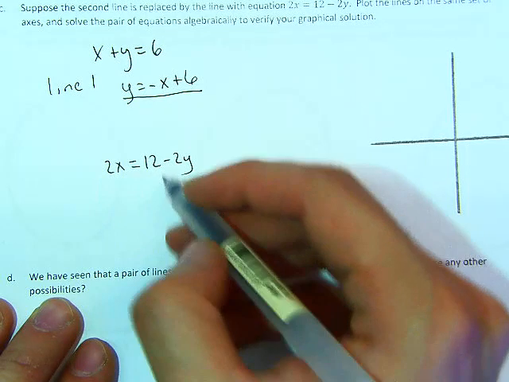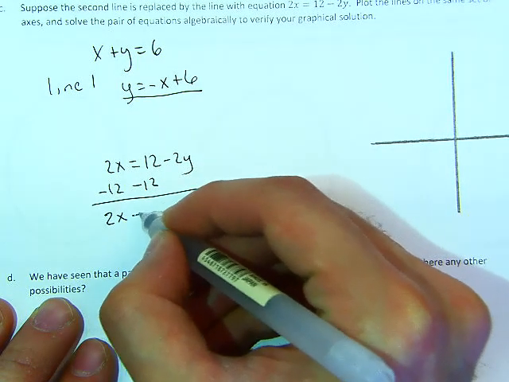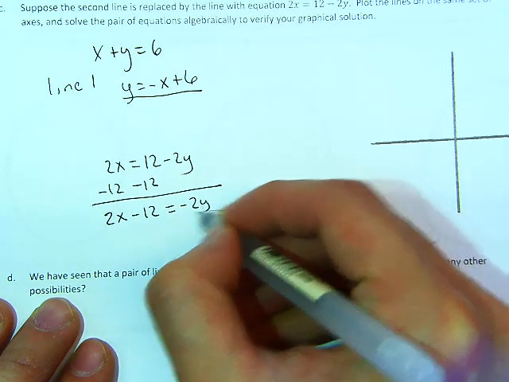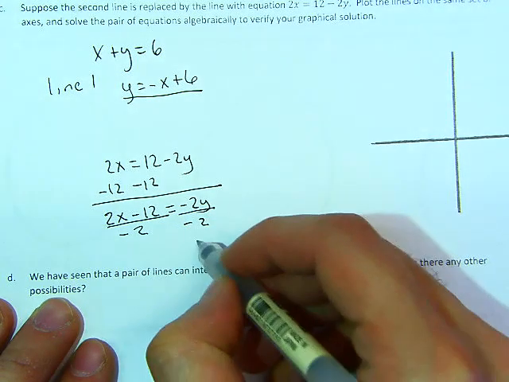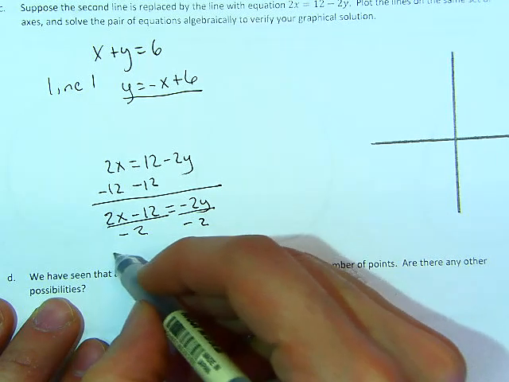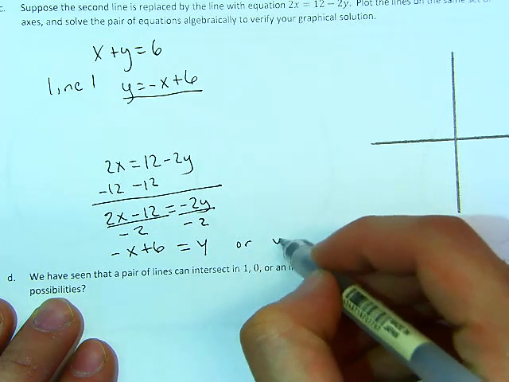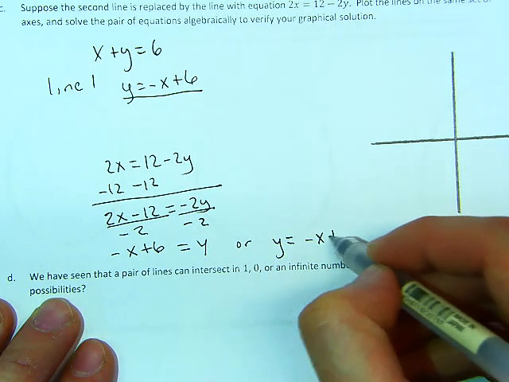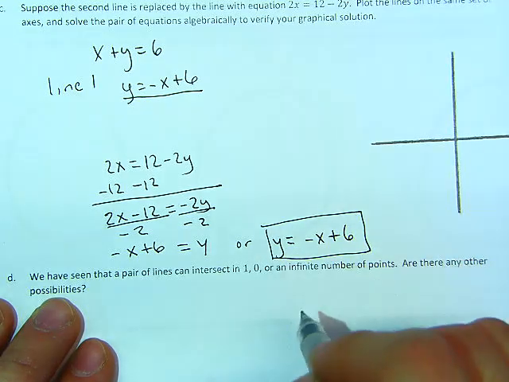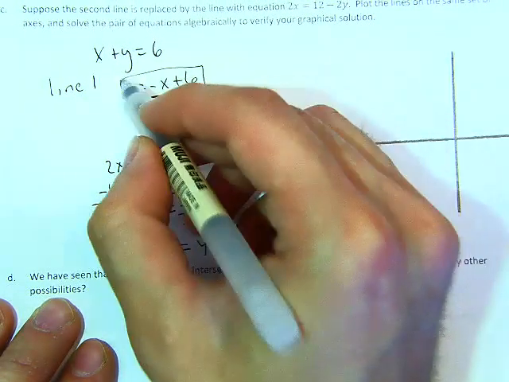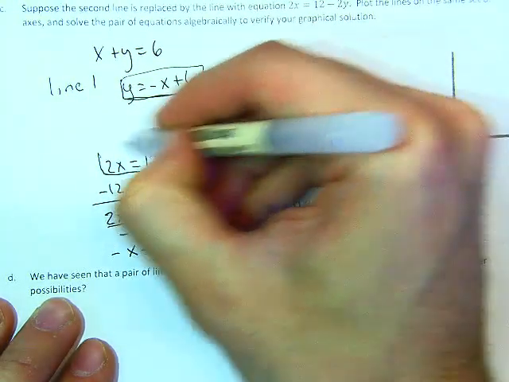And now here, if I want y by itself, let's just get everything to the other side. So this is minus 12, minus 12. So 2x minus 12 is equal to negative 2y. If I divide by negative 2, I divide by negative 2, y is equal to negative x plus 6. But wait a minute. This line and this line, they're the same line. These are the same line.